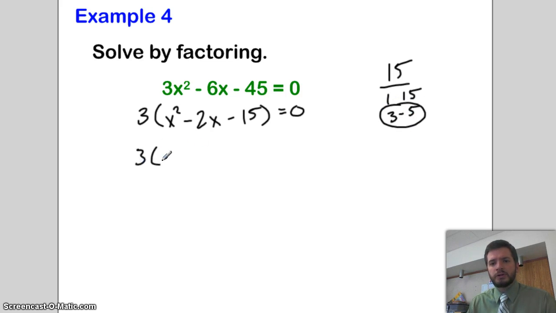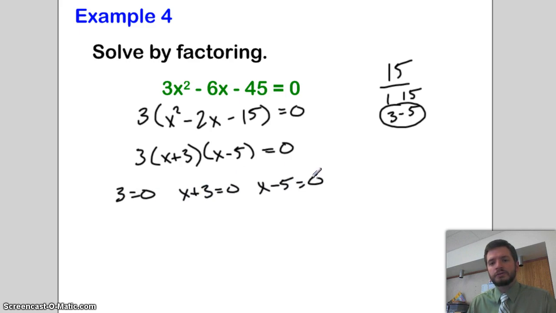So those are my factors. It'll be 3 times x plus 3 times x minus 5 equals 0. And now you see I have this GCF out front here. I'm going to set that equal to 0 as well. So 3 equals 0, x plus 3 equals 0, and x minus 5 equals 0. 3 does not equal 0, so we don't care about that. Subtract 3 here, x equals negative 3. Add 5, x equals 5. And there you go.